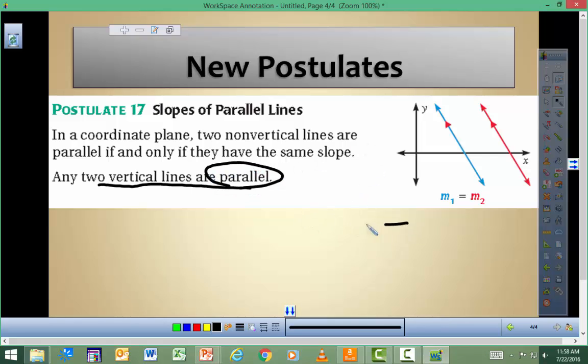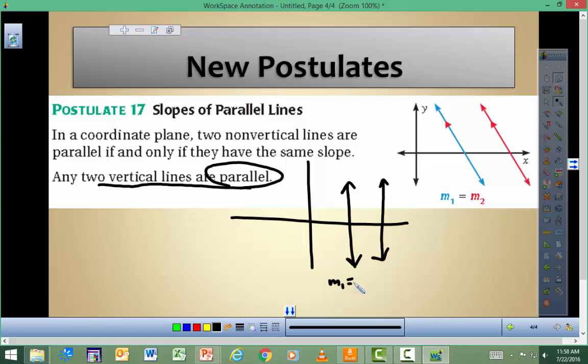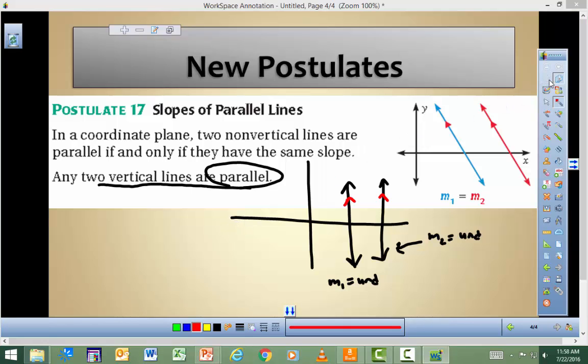So in other words, if you had a line here and a line here, and slope number 1 is equal to undefined, and slope number 2 is equal to undefined, well then we can say that these lines are parallel. Pretty easy stuff here. It's pretty much what we're going to be practicing, the slope formula.